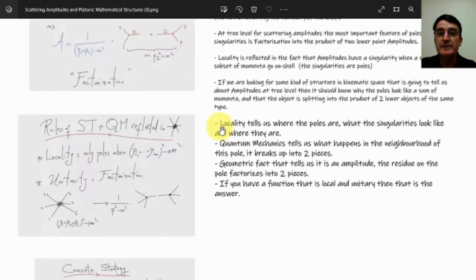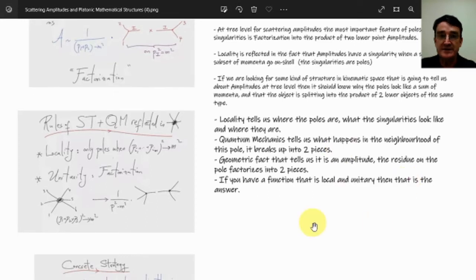So again, locality tells us where the poles are, what the singularities look like and where they are, and quantum mechanics tells us what happens in the neighborhood of the pole, that it breaks up into two pieces. So when there's a pole here, the amplitude breaks up into these two pieces. So if you have a function that is local and unitary, then that is the answer, he says.